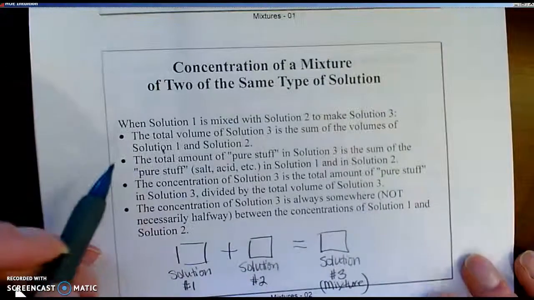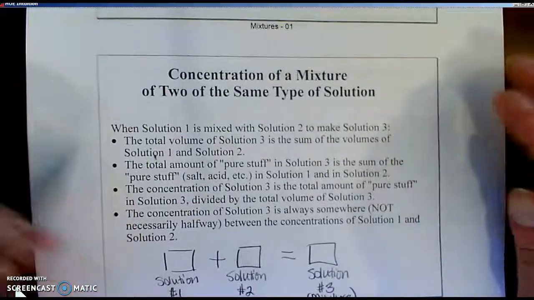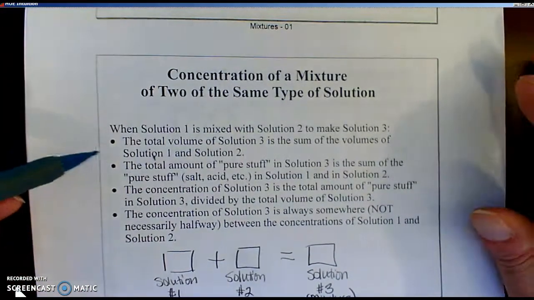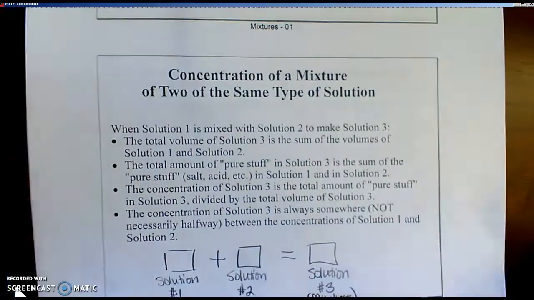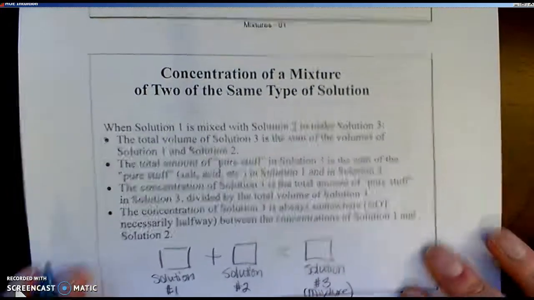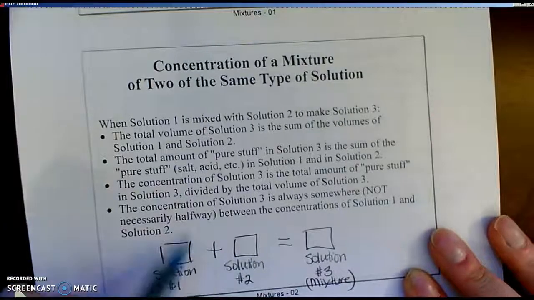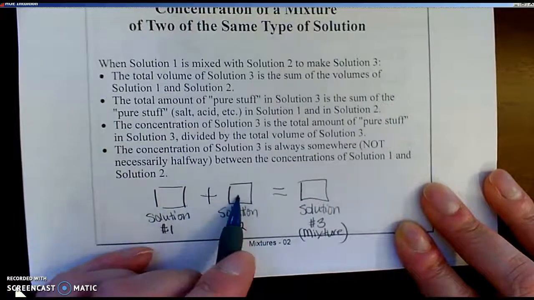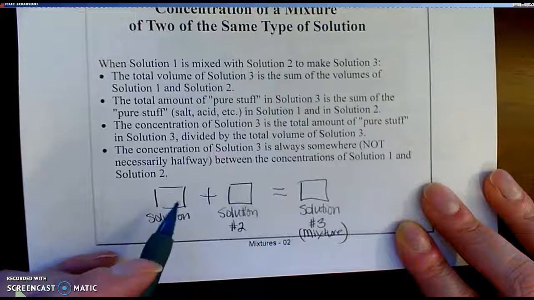So the first thing we're going to talk about is understanding when we mix two things together to make a third thing. Now, we are only going to look at the kind where you are mixing two solutions of the same main ingredient and you end up with a different concentration. So it's always going to be the same main ingredient. When you mix the two things together, what you need to recognize is that the total volume of the mixture is the sum of the two volumes. And that's, I hope, kind of obvious.